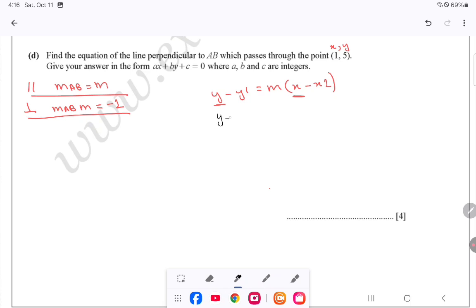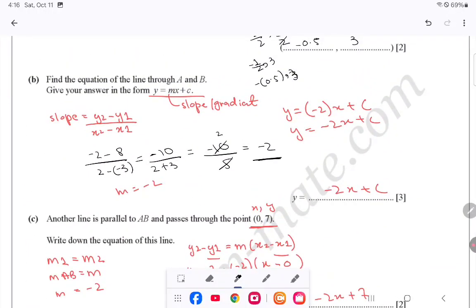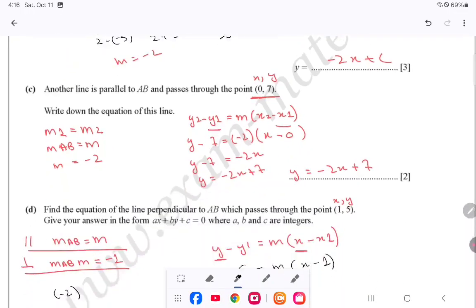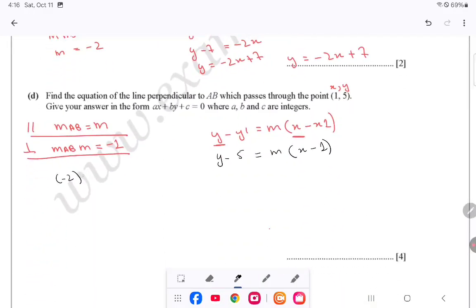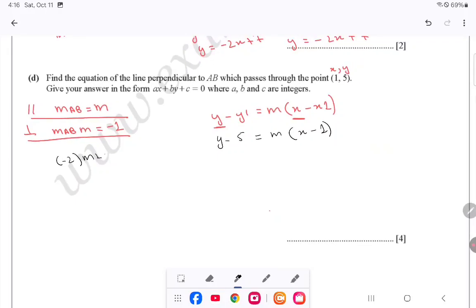Y minus y1 is equal to the slope times x minus 1. The slope of AB is given as negative 2, which we calculated right here with the help of the slope formula. The slope of the perpendicular line, which we have to calculate, is equal to negative 1 over the slope, so negative 1 over negative 2.